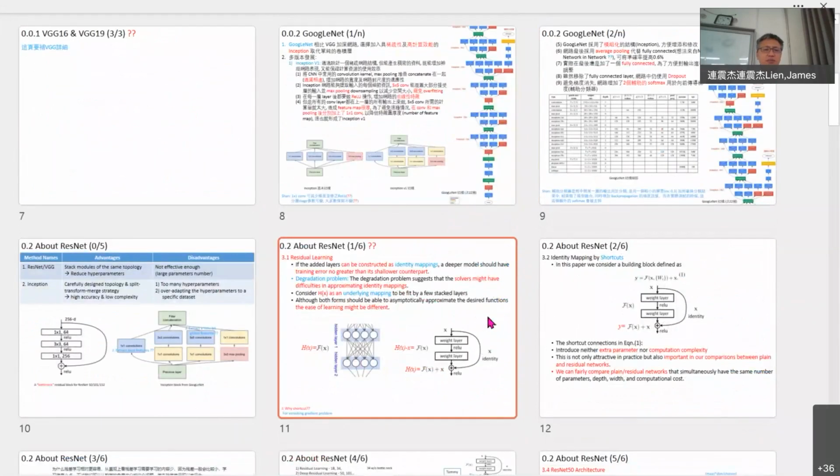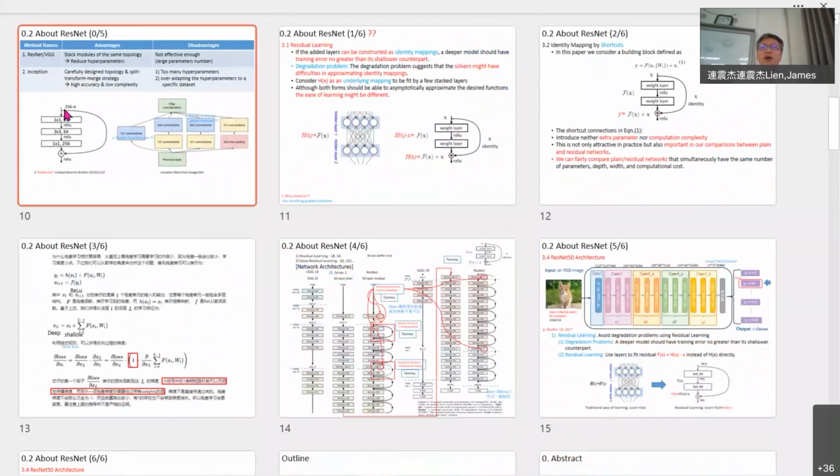Okay. And ResNet is important because of the shortcut. We're using shortcut here. And the other issue is what we call the bottleneck.